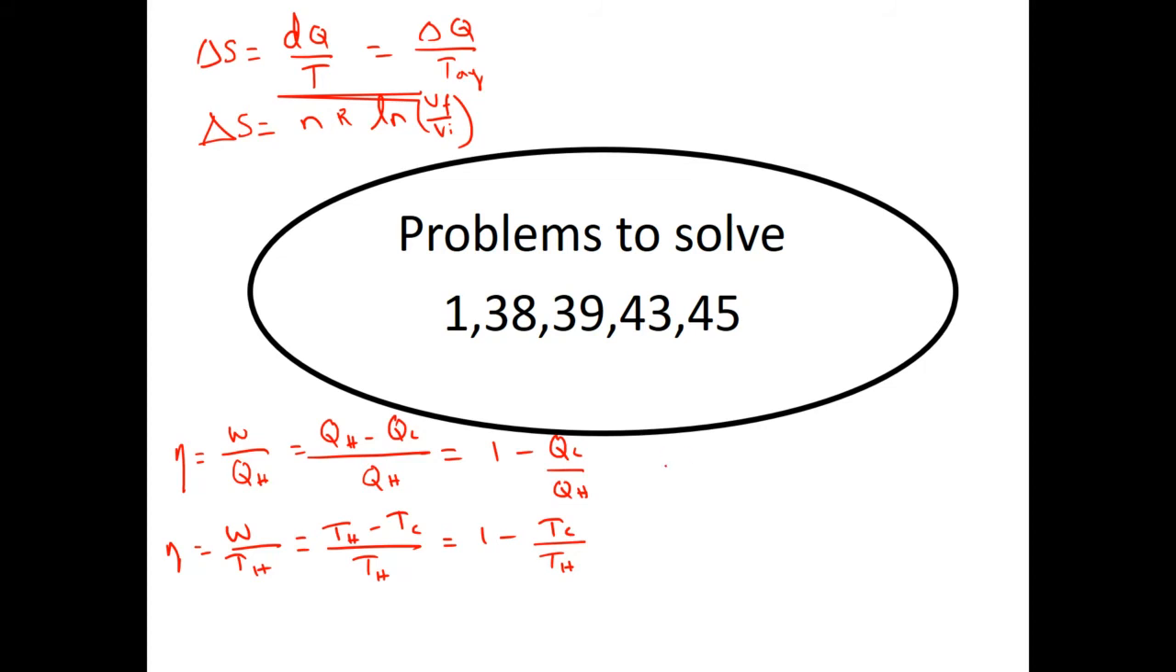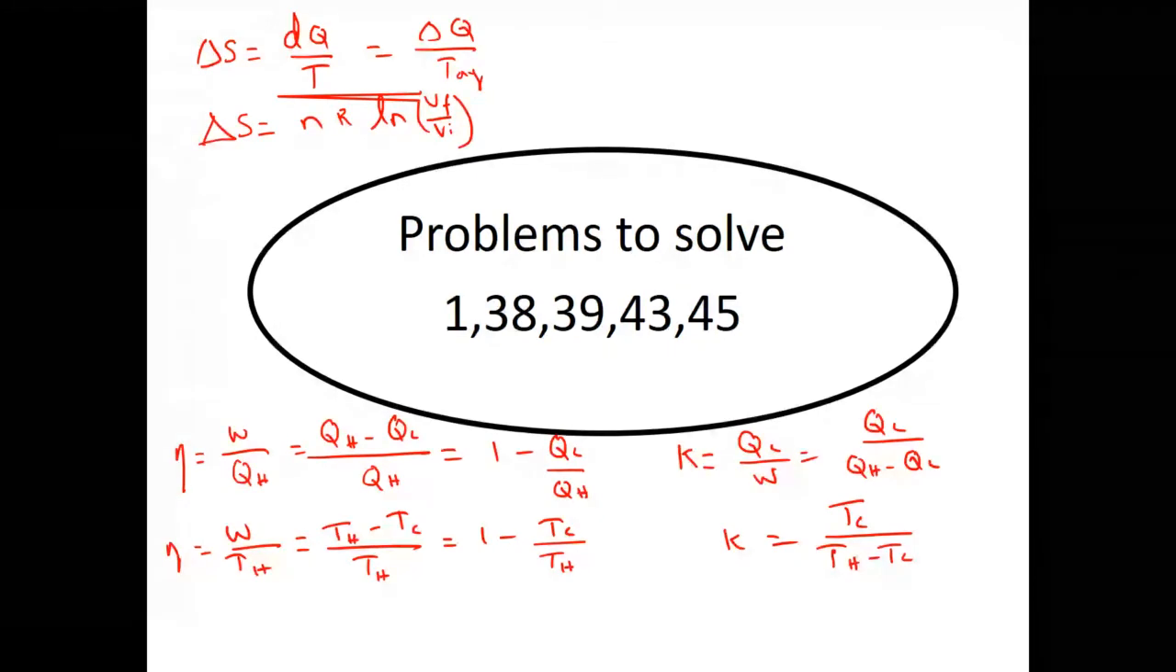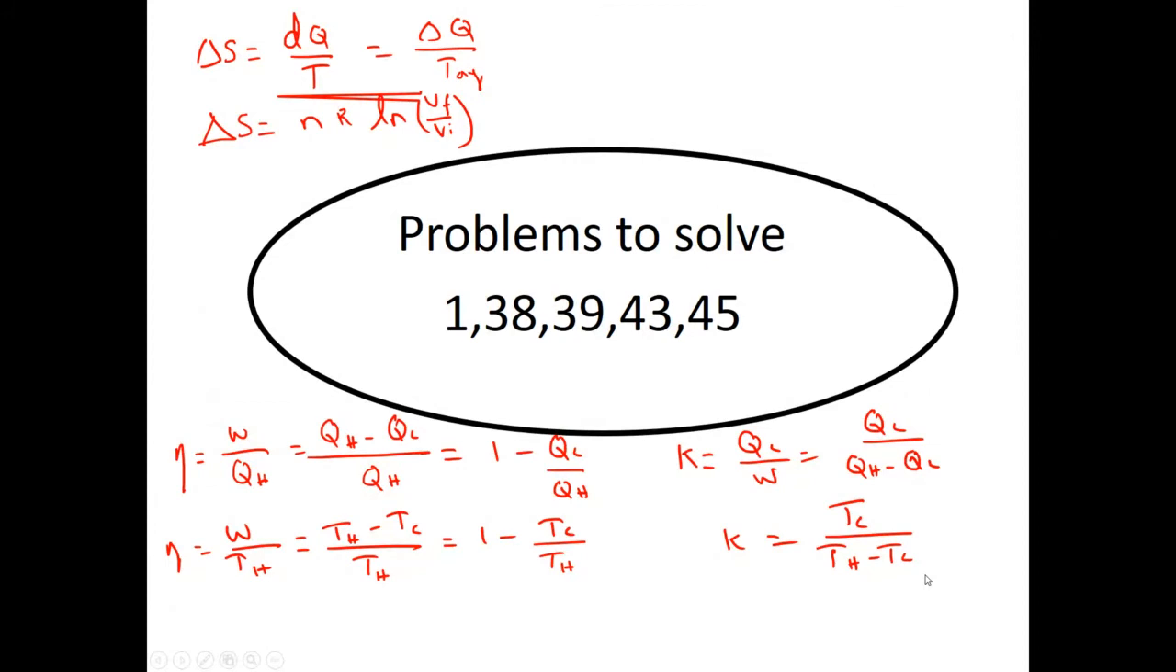And what is the formula for a refrigerator? The coefficient of performance is equal to QC over work done. And what is our work done? Our work done is nothing but QH minus QC. Am I right? In terms of temperature, the same formula, I have to replace this Q with T. Clear? Yes, sir. That's it. So these formulas we are going to use in the questions. These five questions we are going to discuss now. Clear?